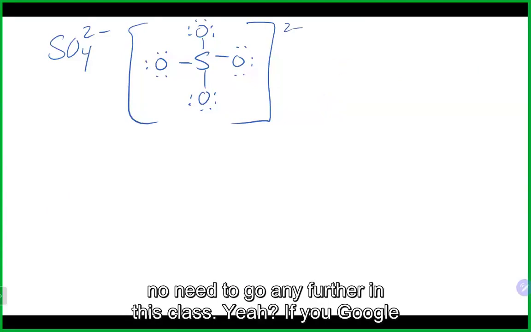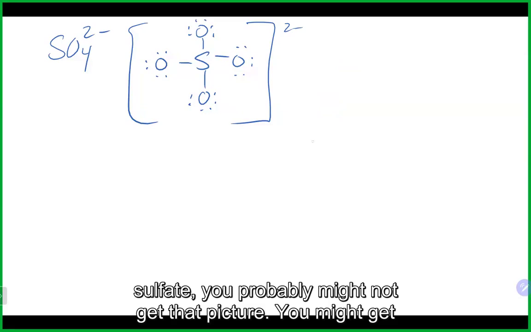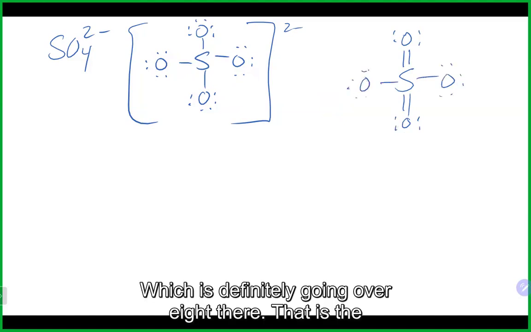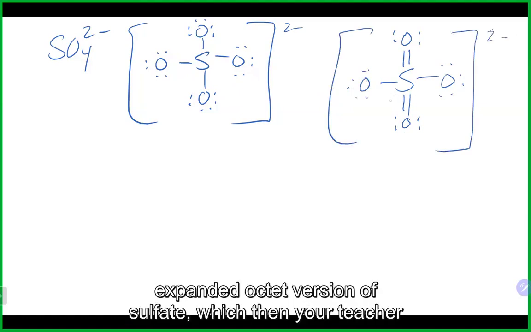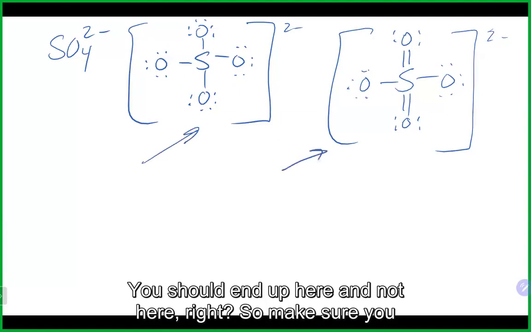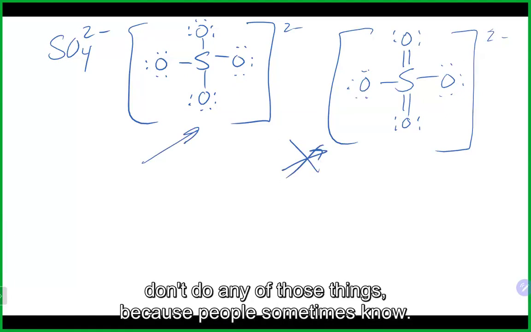If you Google sulfate, you probably might not get that picture. You might get this picture, which is definitely going over 8 there. That is the expanded octet version of sulfate, which then your teacher knows you Googled it, because he just told you not to do that. You should end up here and not here, right? So make sure you don't do any of those things, because people sometimes know.